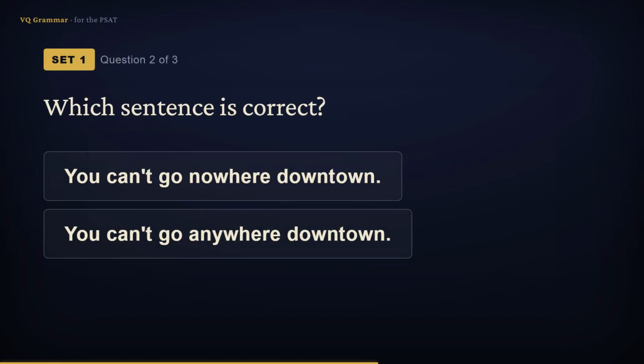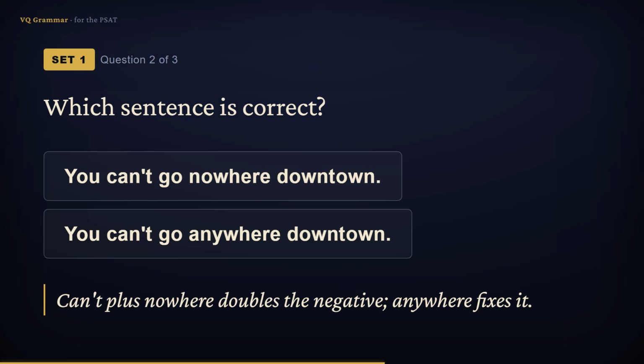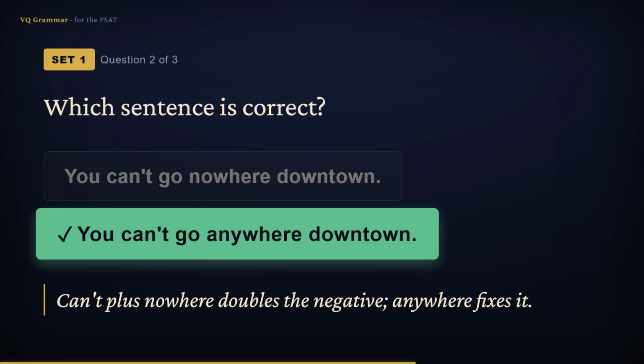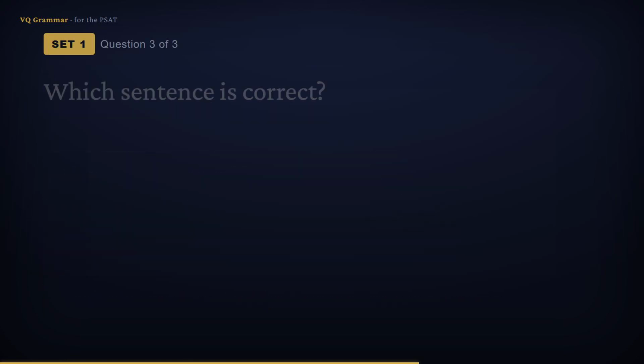Option A. You can't go nowhere downtown. Option B. You can't go anywhere downtown. Can't is negative in both. Option A piles on nowhere, a second negative, so it's wrong. Option B swaps in anywhere, the yes word, keeping one negative. So the answer is B.